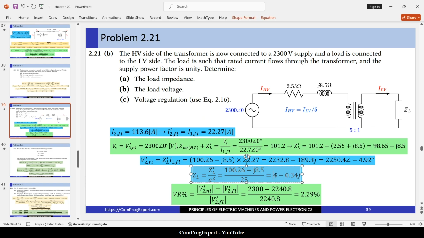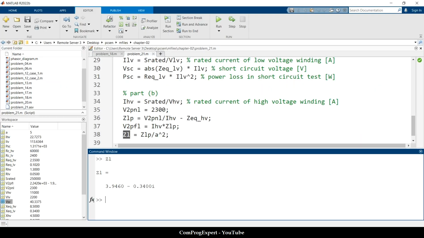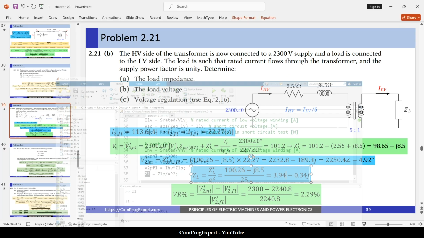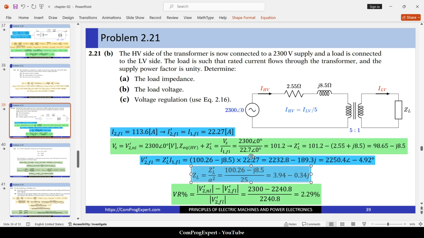3.94 minus 0.34 j. So here this number is 98.65. This one. Because I considered a slightly different number for the full load current. This is the rated one.